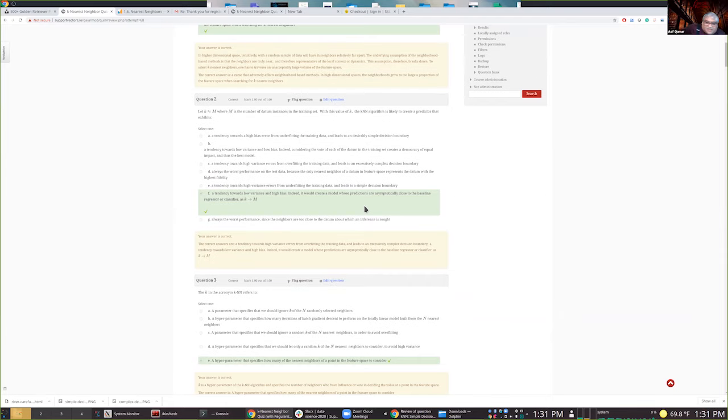So the next question is, suppose you have a training set where there are m instances of the data. And let's say you pick a k that is almost that. Suppose you have 200 data instances and you take k to be 200 or 190 or something like that, approximately equal to m. With this value of k, the KNN algorithm is likely to create a predictor that exhibits what?